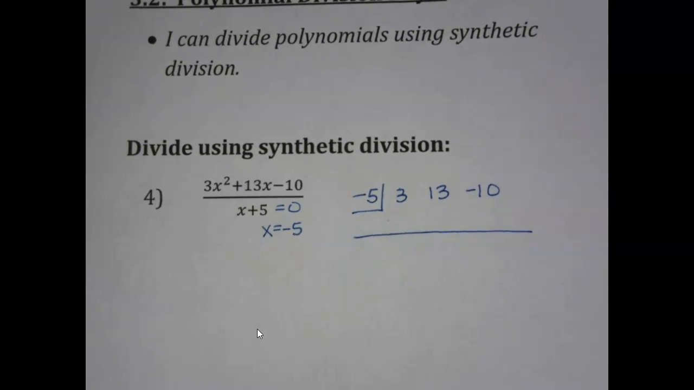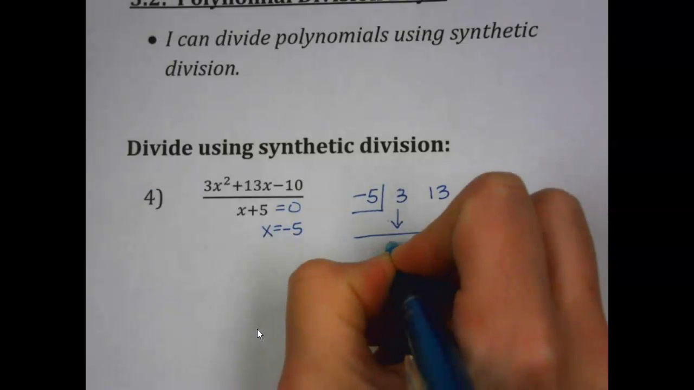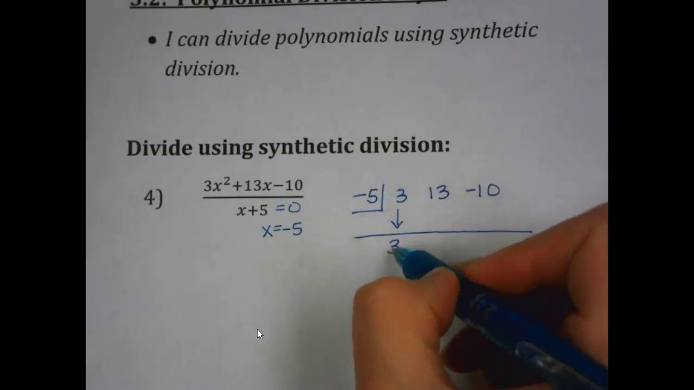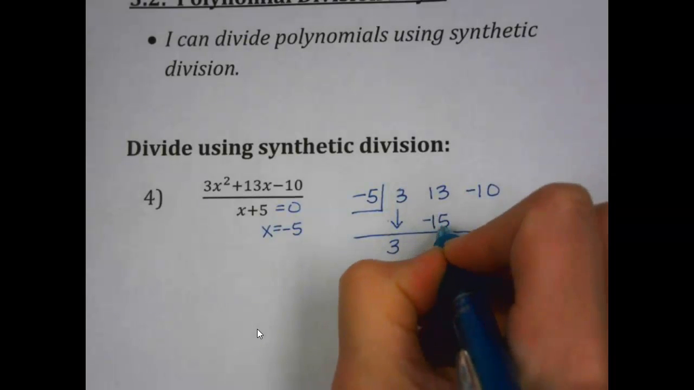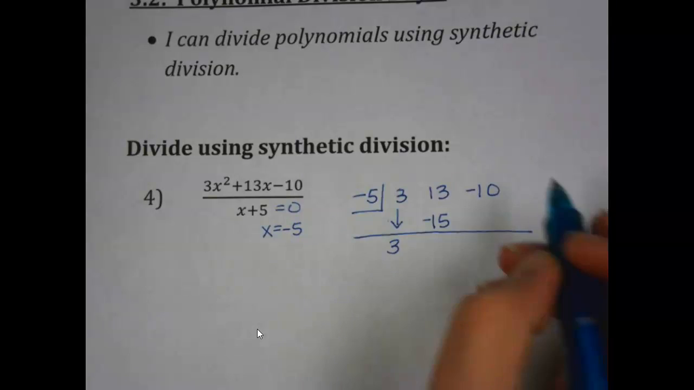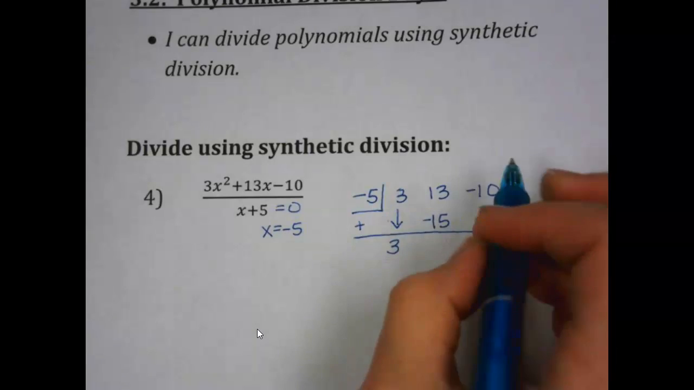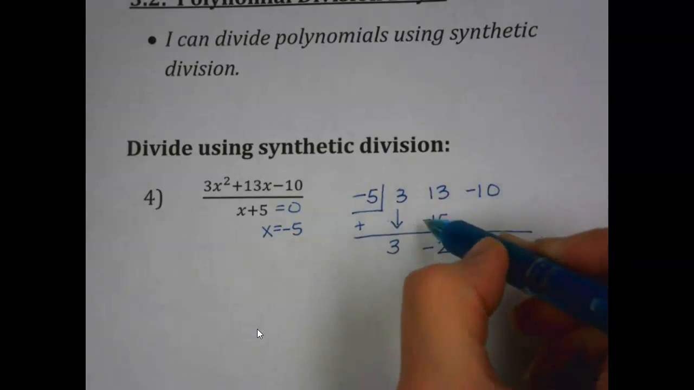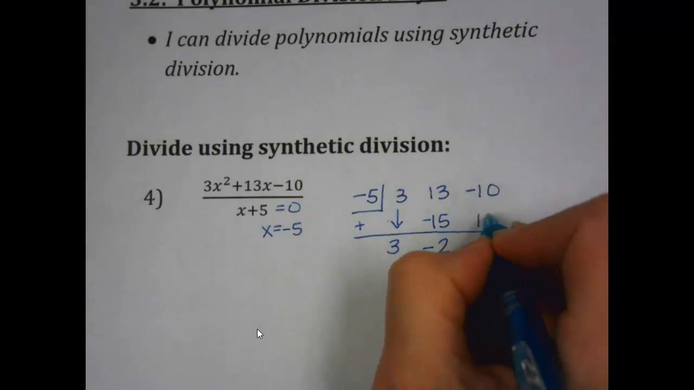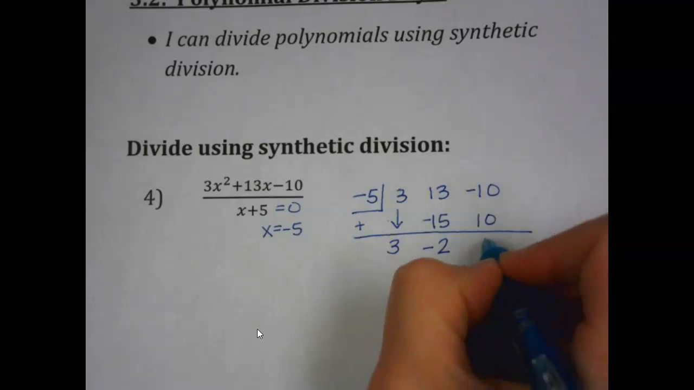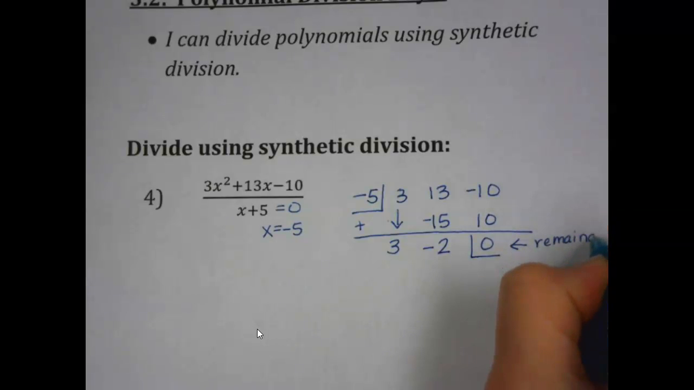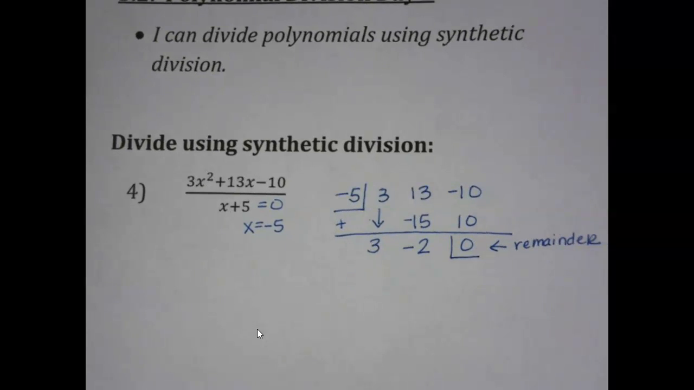To start using synthetic division, you're going to drop your leading coefficient below the line. Then you're going to multiply negative 5 times 3, and you get negative 15. You will then add 13 and negative 15 to get negative 2. And then we repeat that process again. Negative 5 times negative 2, which is a positive 10, and then add, which in this case gives us 0. This last number here represents your remainder. So since we have a remainder of 0 in this case, we don't actually have a remainder.